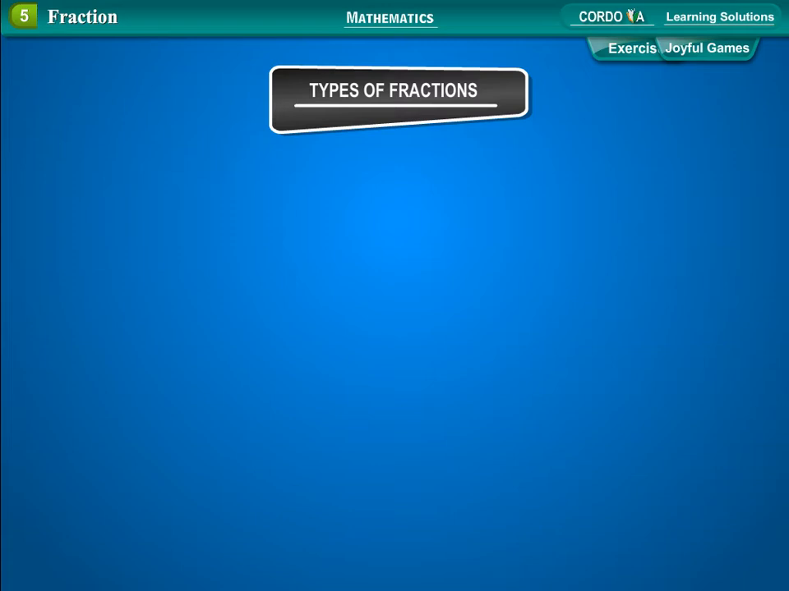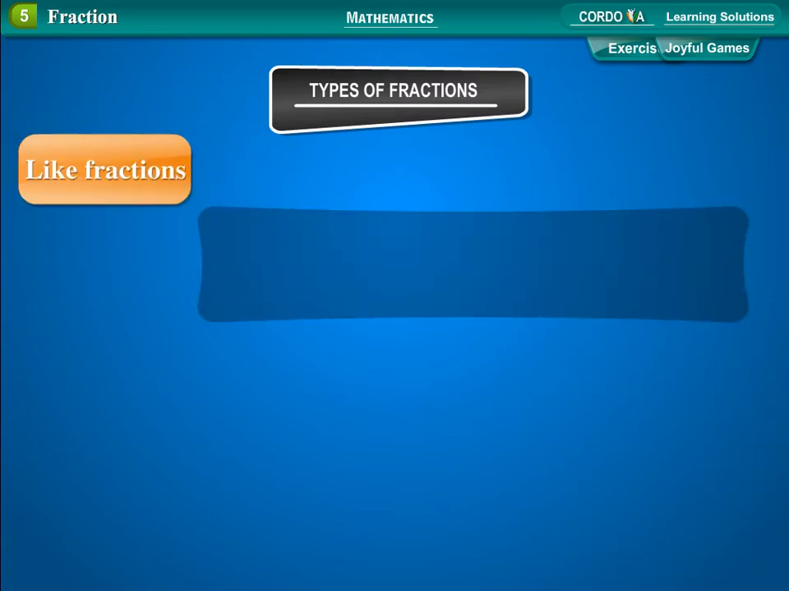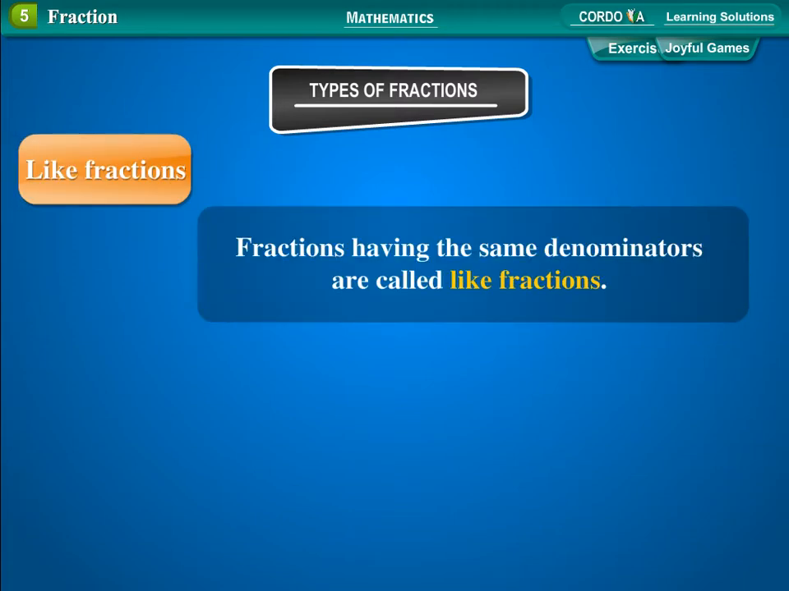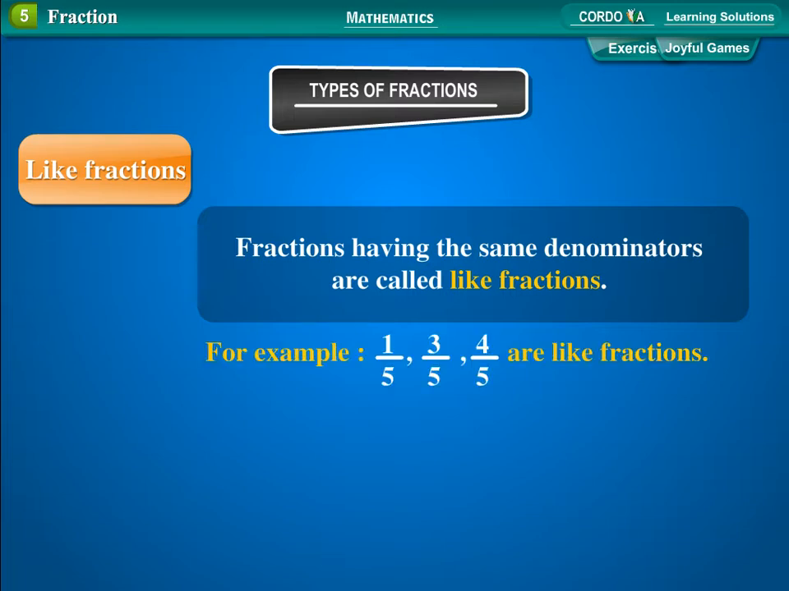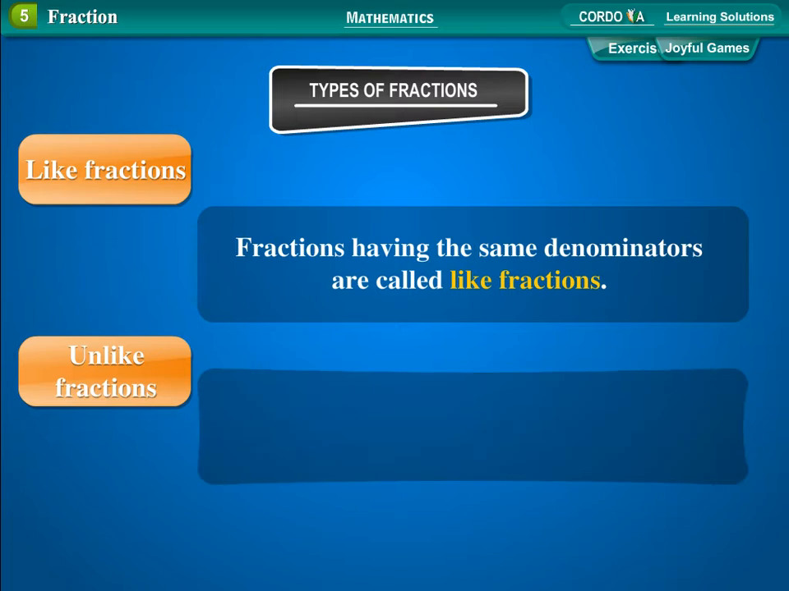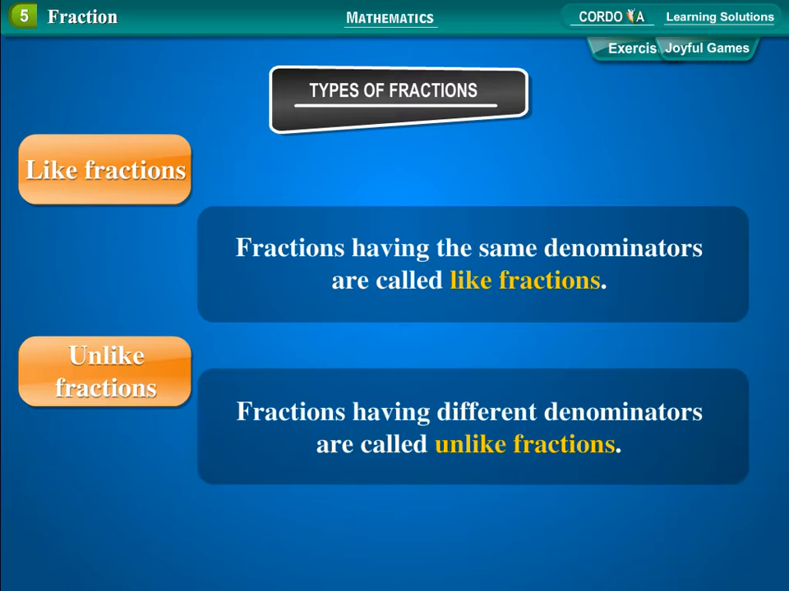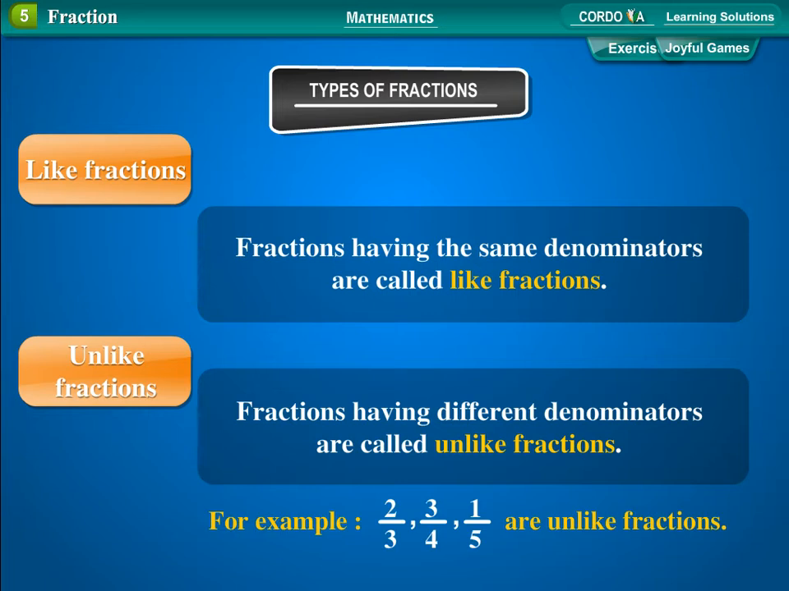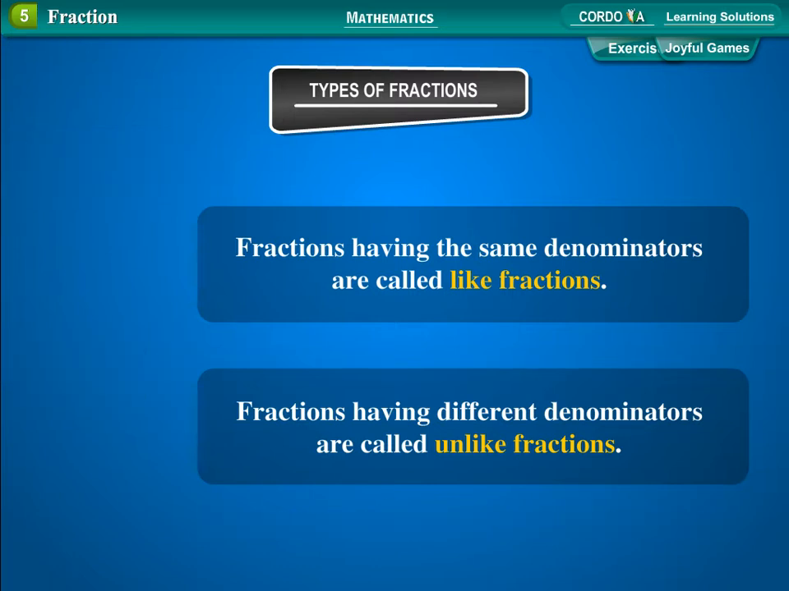Types of fractions. Like fractions. Fractions having the same denominators are called like fractions. For example, 1/5, 3/5, 4/5 are like fractions. Unlike fractions. Fractions having different denominators are called unlike fractions. For example, 2/3, 3/4, 1/5 are unlike fractions.